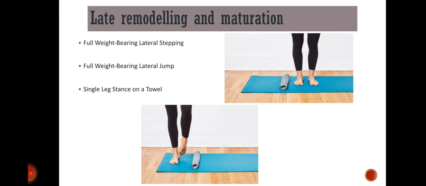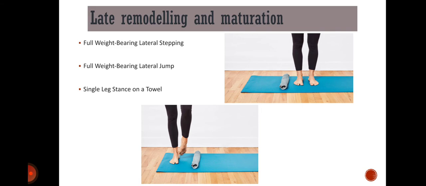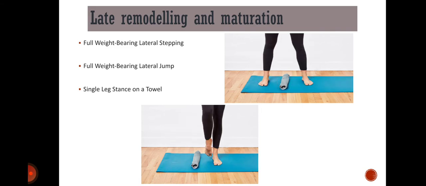Full weight bearing lateral jump. Place a roll towel or short object on the ground to the side of your injured foot. Hop over the towel and land on the injured foot. Then hop back over the towel and land on the uninjured foot as seen in the second diagram.